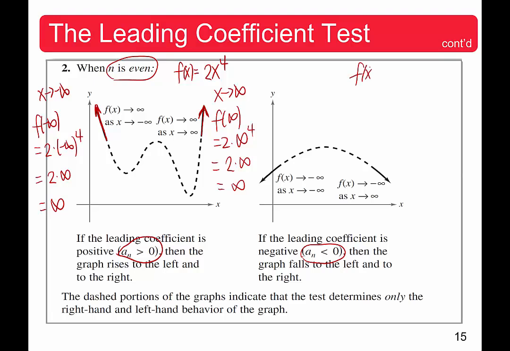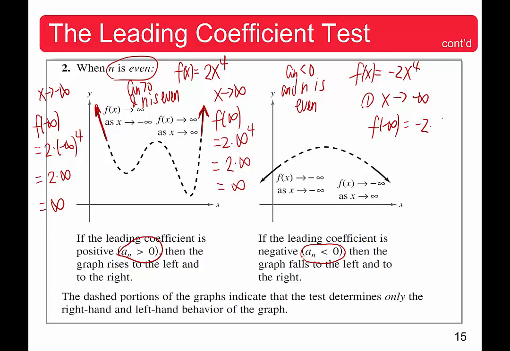So for example, let's say we got f of x equal -2x to the 4th power. So here an is less than 0 and n is even. So similarly, we analyze through two different angles. First one is when x approaches negative infinity, then f of negative infinity equals -2 times negative infinity to the 4th power. Negative infinity to the 4th power is infinity, so -2 times infinity is negative infinity. So it's decreasing without a boundary.